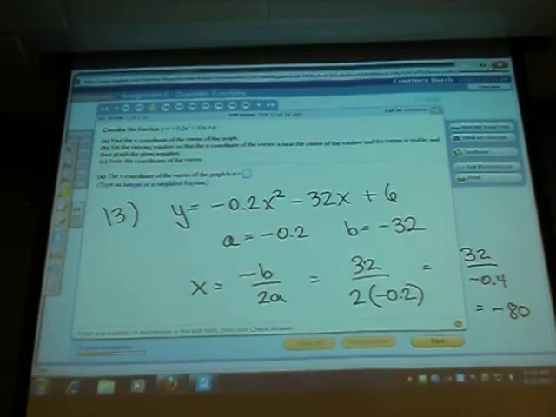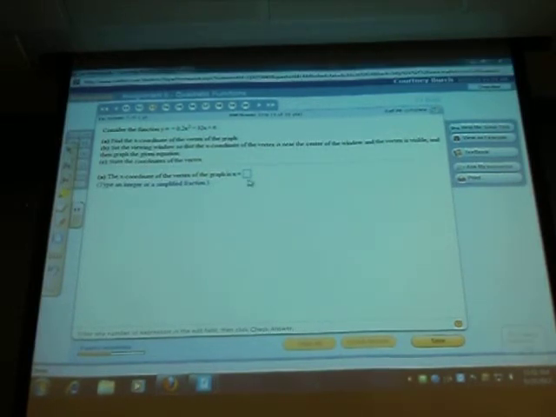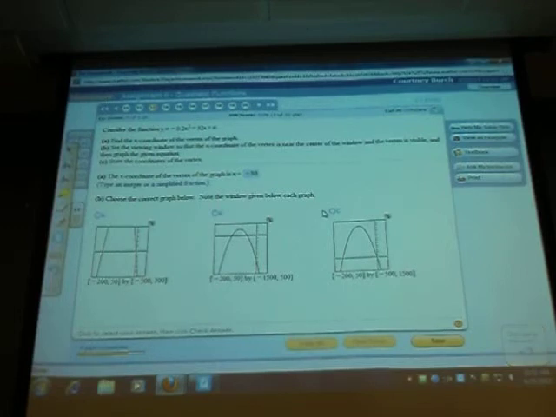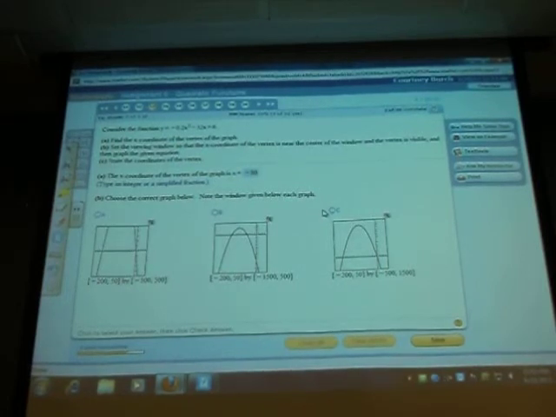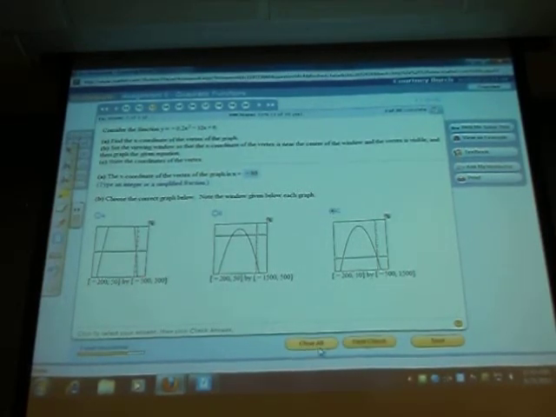Okay? Now be careful what this question is asking. Some of the questions ask for the entire vertex first. This one is only asking for the x coordinate first. So I'm just going to type in negative 80 for my first part of my answer. Okay? So to actually choose my graph, I think it's C here. You guys can graph that when you're done.